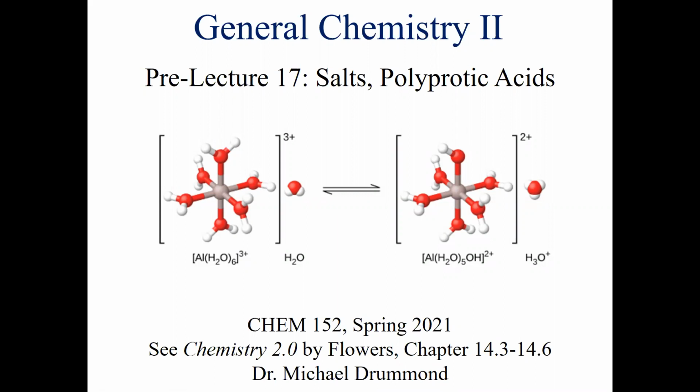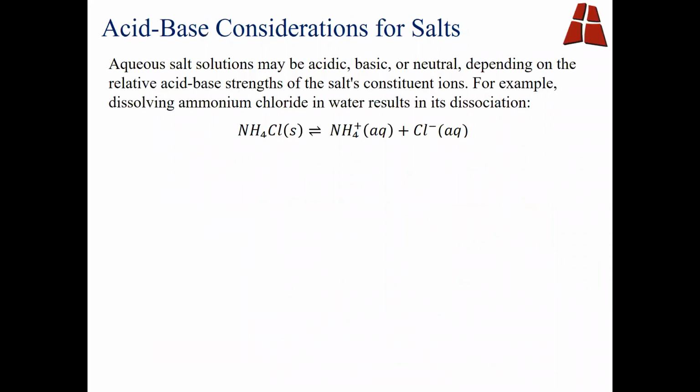We're going to be continuing with our acids and bases. And in particular, we're going to be talking about salts today. Consider that you dissolve some sort of salt, such as ammonium chloride, in water. Anytime you dissolve a salt, it can be acidic, basic, or neutral, and that will depend on the acid-base strengths of the constituent ions. In this example, we're looking at ammonium chloride, so that's NH4Cl.